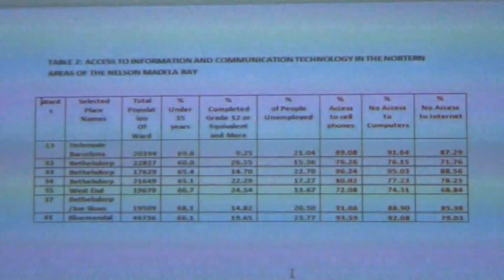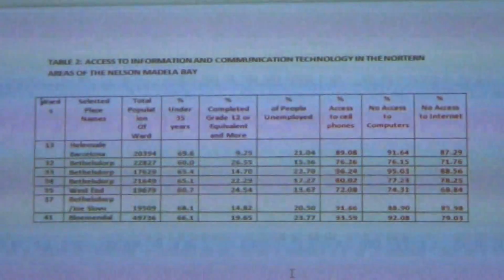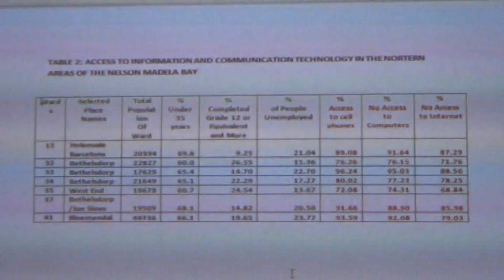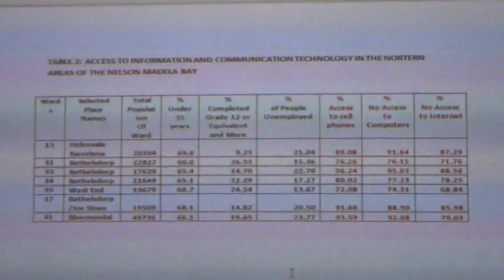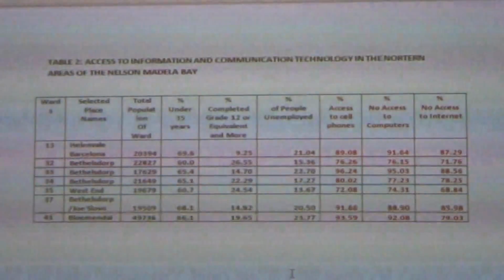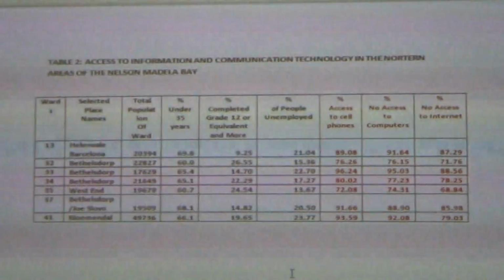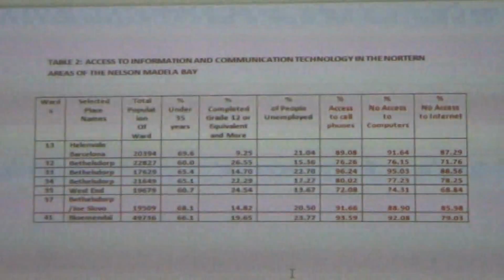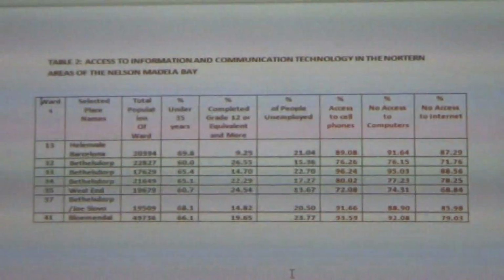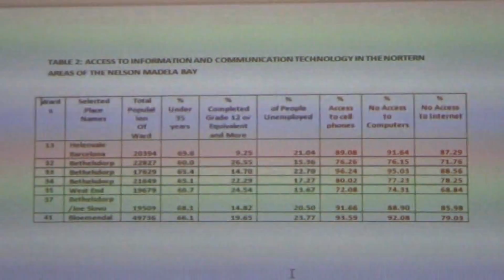So now comes the worrying figure. As much as you have up to 96% in some areas with access to cell phones, when I ask the question, who's got access to a computer? The number of them who say no rises to 90%.